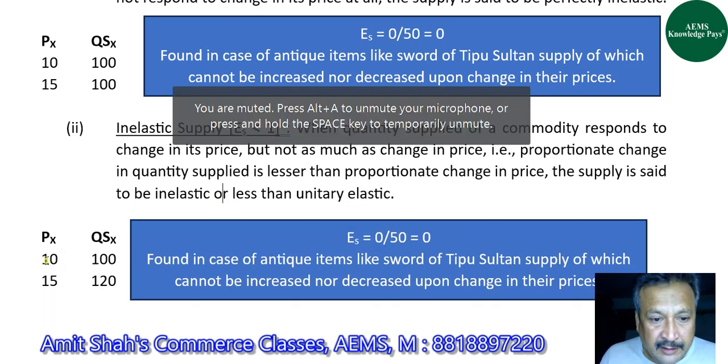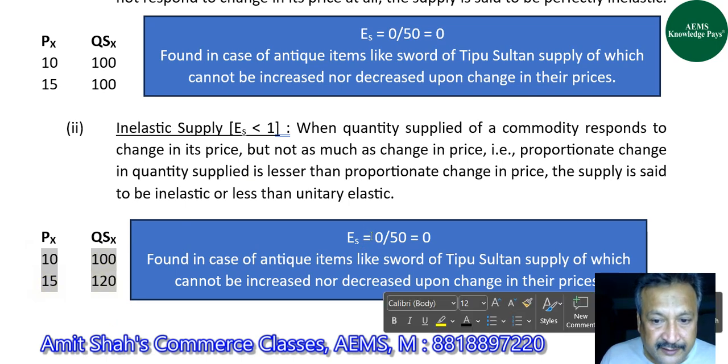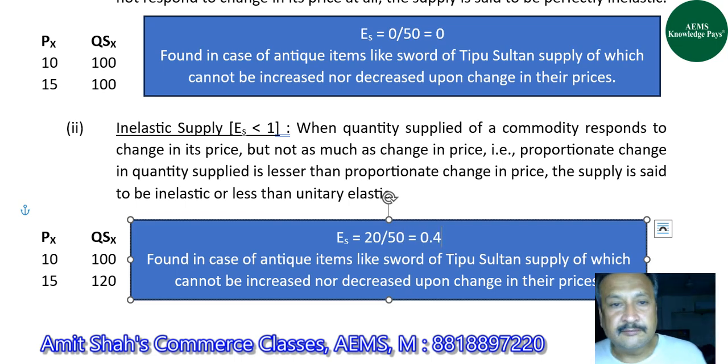So, guys, here if you see percentage change in price is 50%, but percentage change in quantity supplied is only 20%. So 20 divided by 50 is 0.4, that is less than 1.